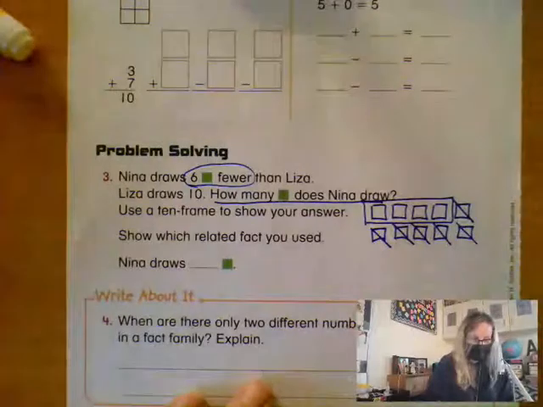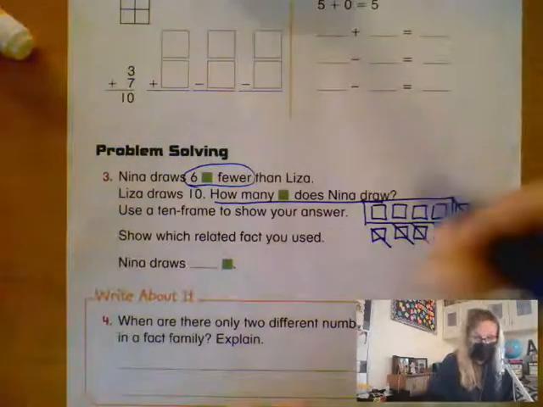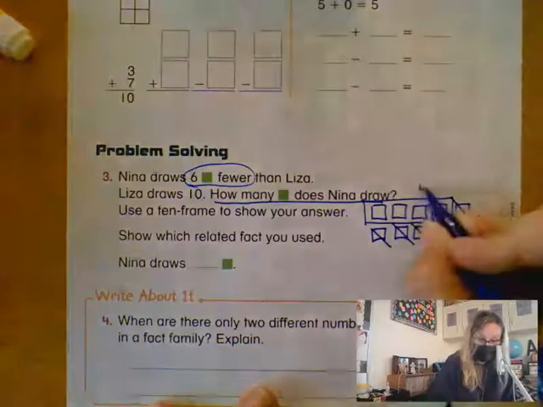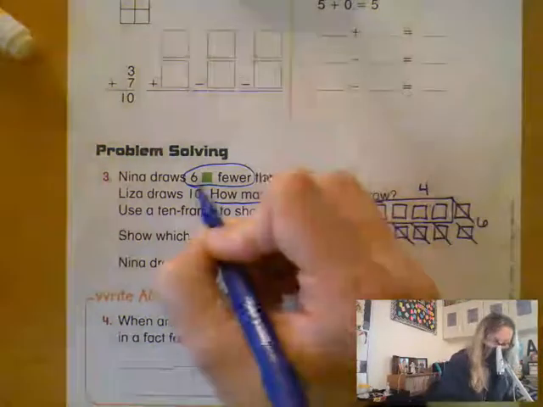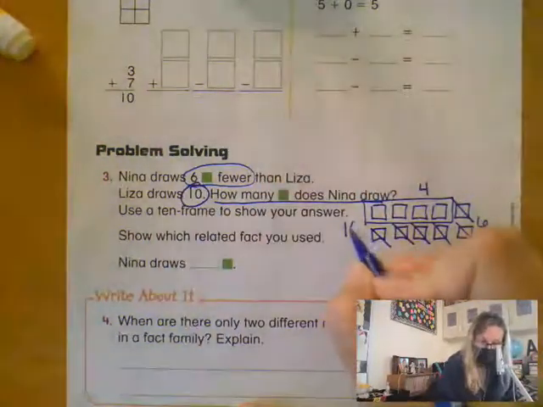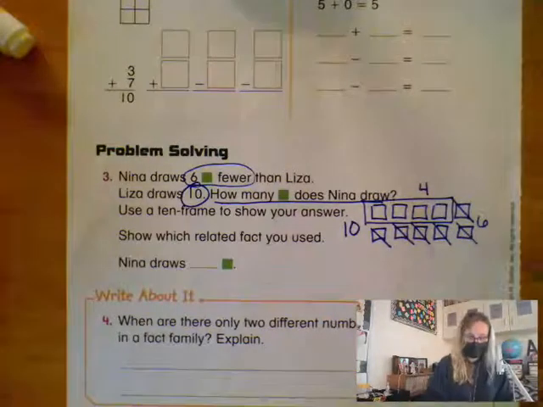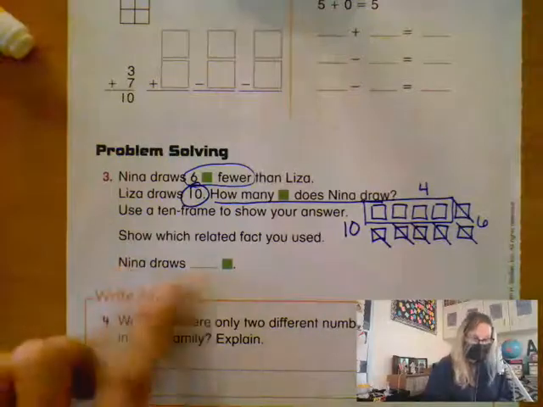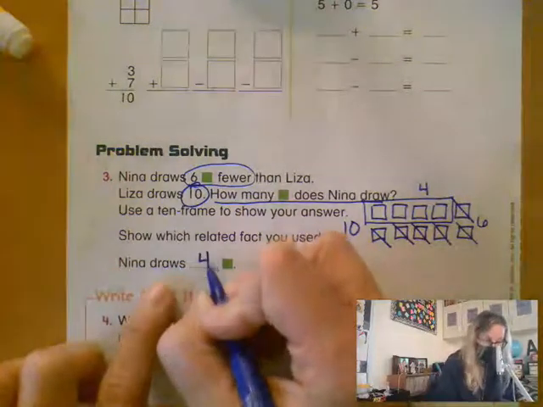So how many does Nina draw? 4. So my parts are 6 and 4. My whole is 10. So my numbers for this fact family are 10, 4, and 6. We know that now Nina draws 4 squares.